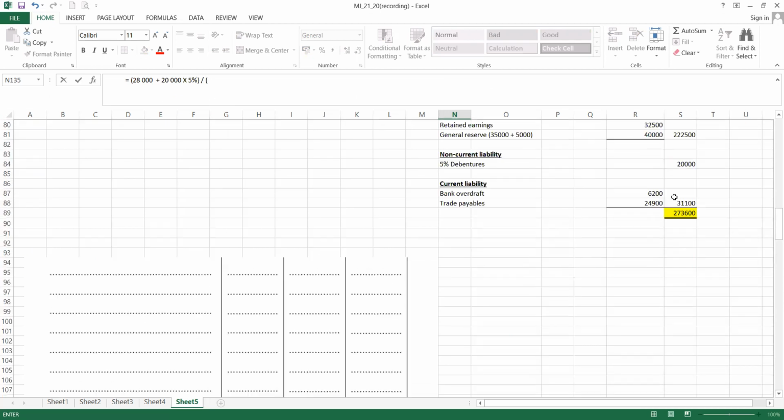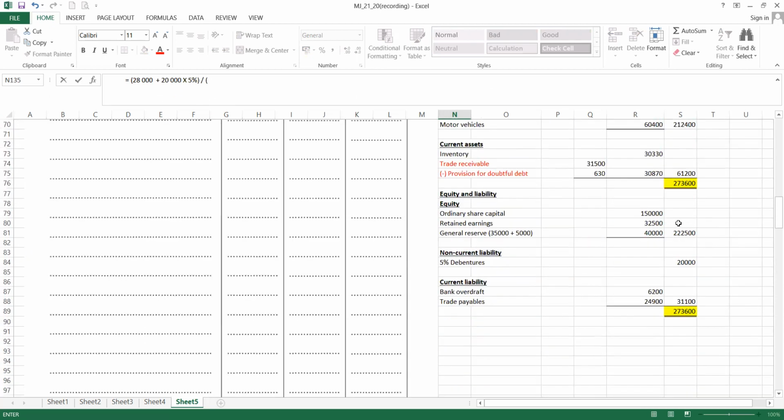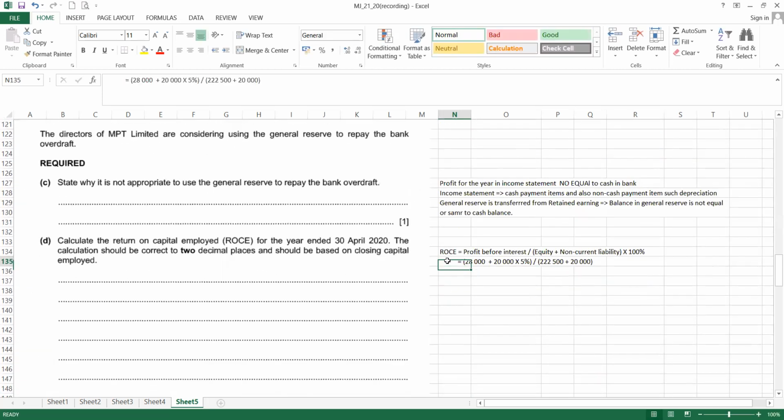How much is the equity? They want us to use the closing balance, so this amount, 222,500 plus 20,000. So we take that, then times 100%. This is the working we should get.